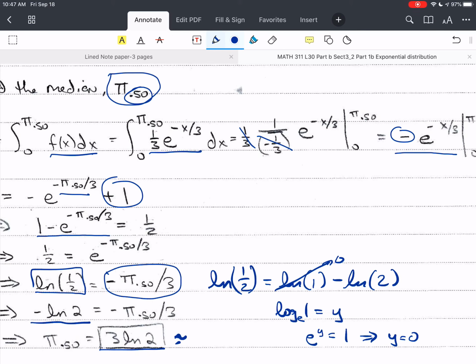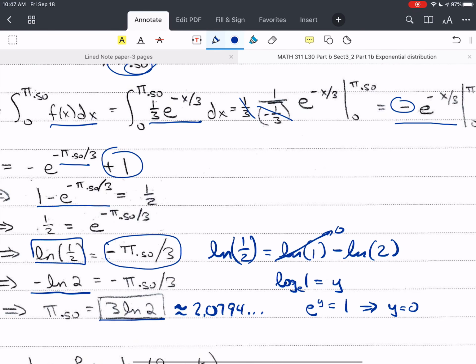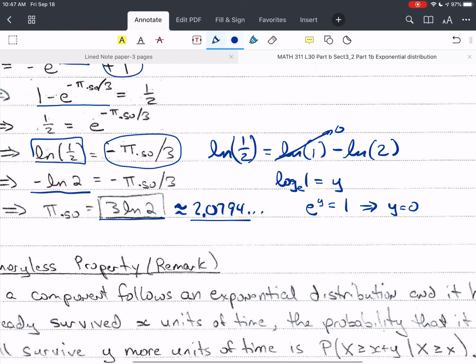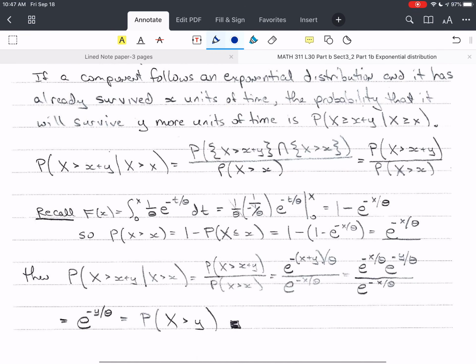If you want to know what that's equal to, 3 times the natural log of 2 is 2.0794, etc. So that's approximately the value of x. Remember, this is a value of x, the median is going to be around 2.08 there. Okay, so that's where we'll stop for this video.